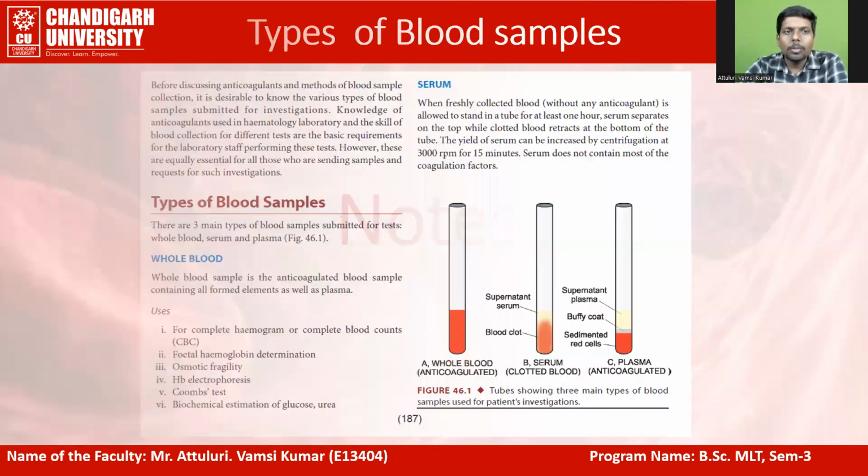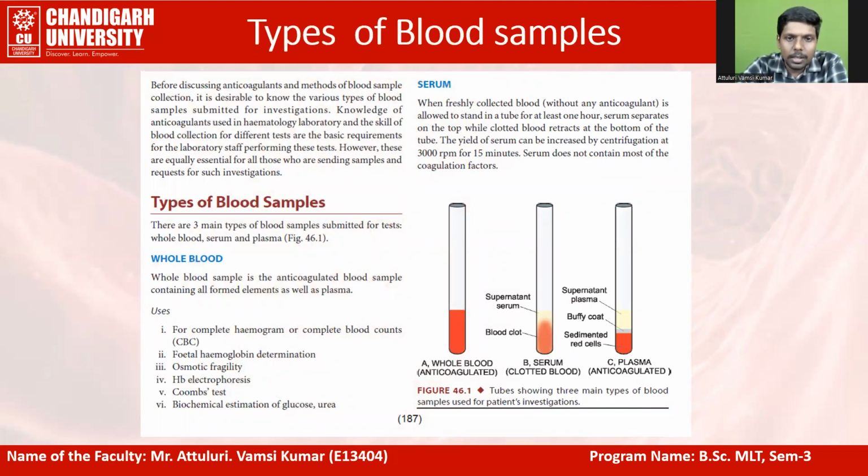So before discussing about anticoagulants, we need to know some basics. Basics such as what is blood, components of blood, and a few things like the difference between whole blood, serum, and plasma. So coming to the whole blood, this is the blood containing all fluid and cellular portion. So the blood with cellular portion such as white blood cells, platelets, and red blood cells together is called whole blood.